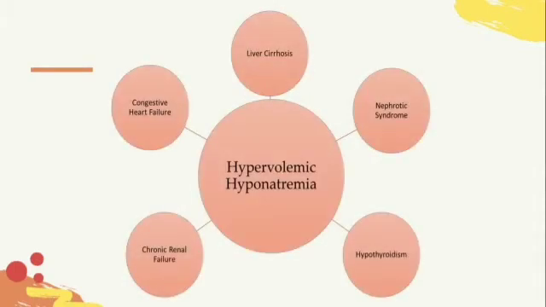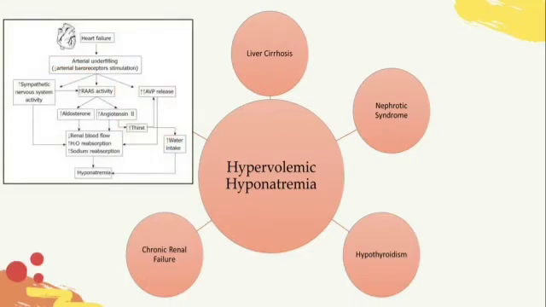Let us now discuss the causes of different types of hyponatremia, starting with hypervolemic hyponatremia. Hypervolemic hyponatremia is mainly due to the redistribution of water into the extracellular space. It is caused by several conditions, namely congestive heart failure, liver cirrhosis, nephrotic syndrome, chronic renal failure, and hypothyroidism. In congestive heart failure, there is a decreased cardiac output that leads to decreased arterial pressure, which will then result in increased thirst and release of ADH.